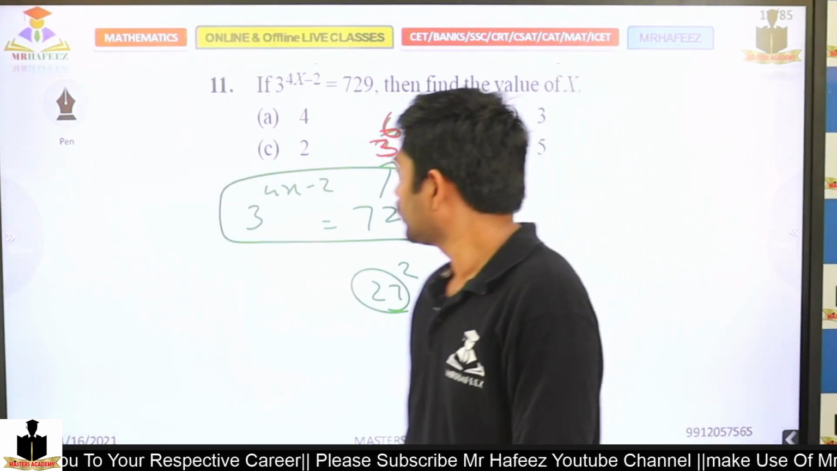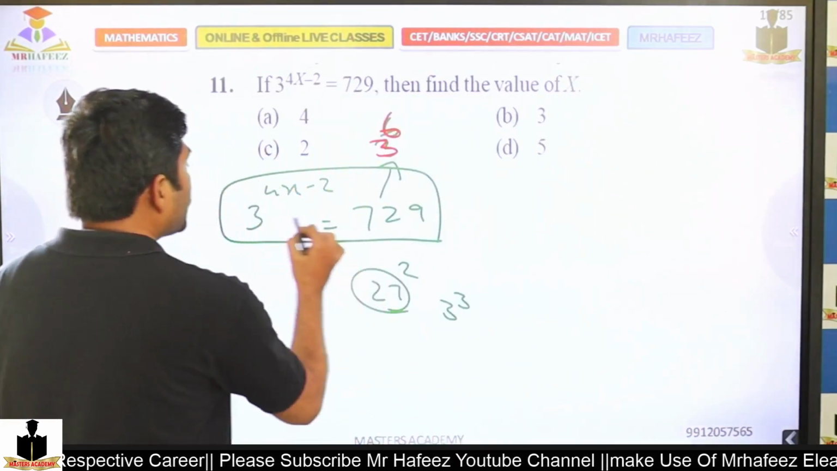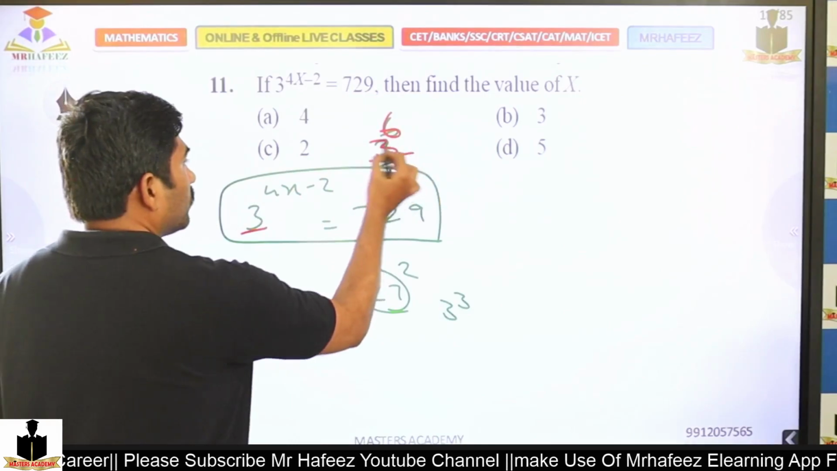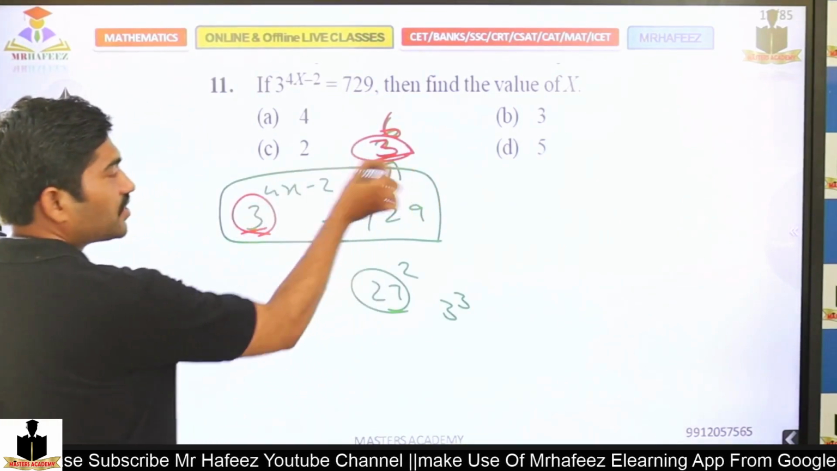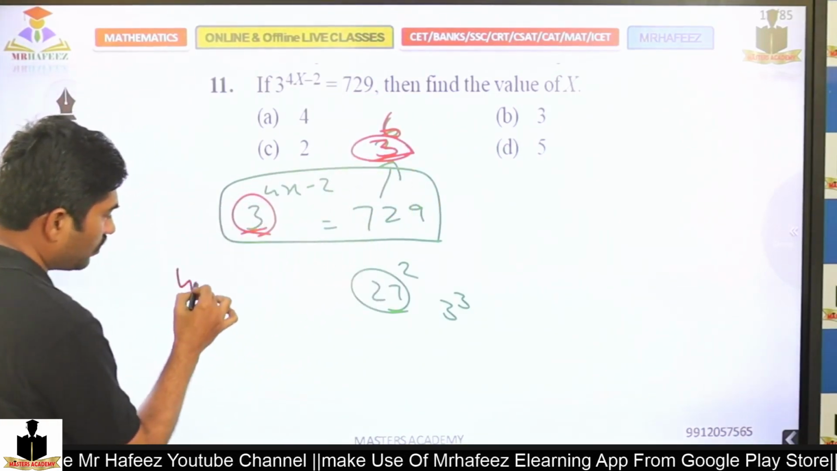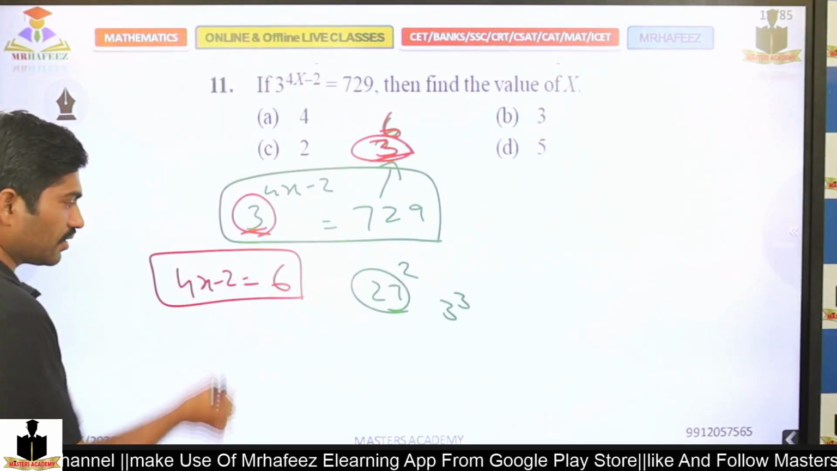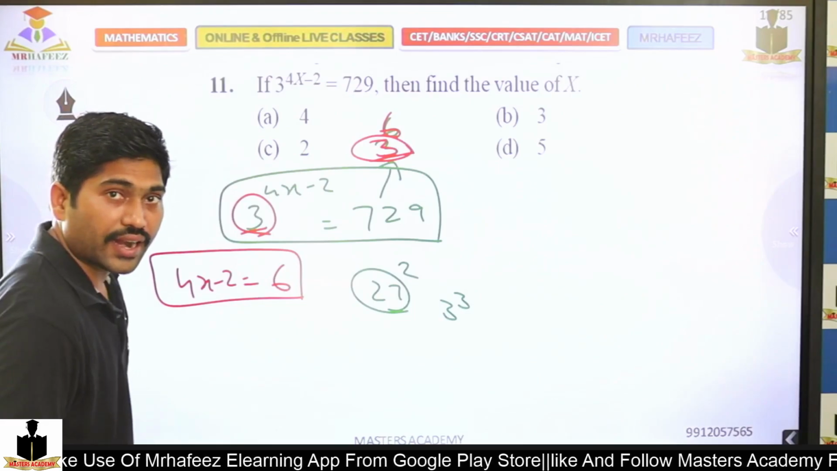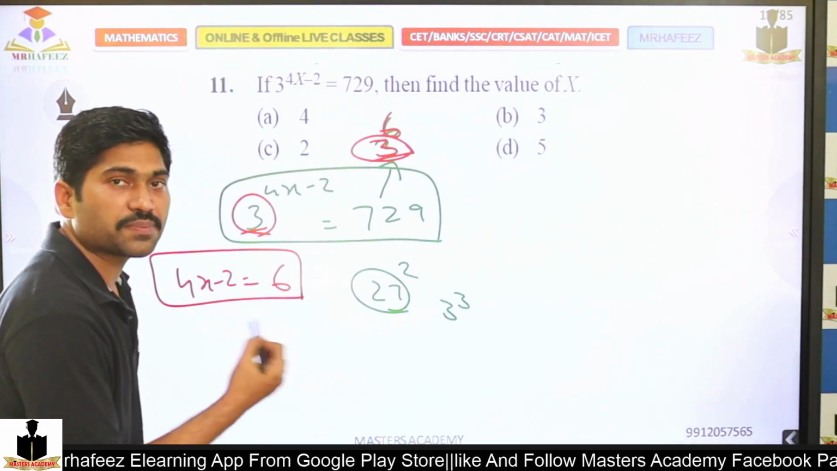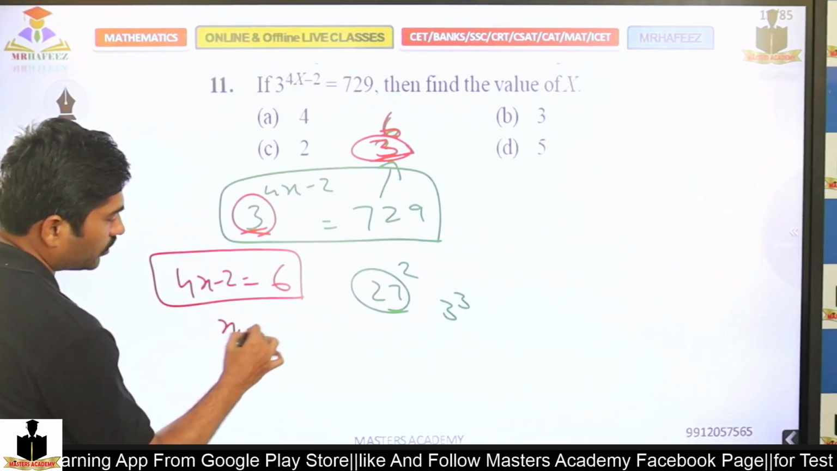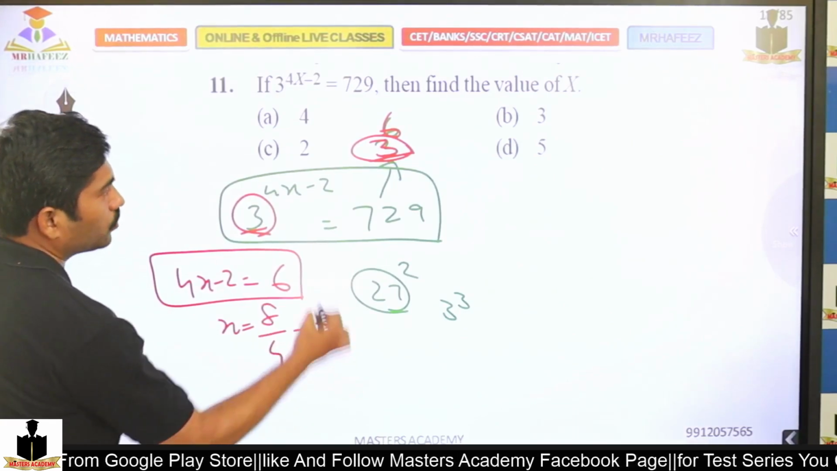Excellent. So when the bases are equal, the powers should be equal. So 4x minus 2 equals 6. If this is clear, minus 2 will go to the right hand side, it's a plus 2. So 6 plus 2 is 8. So x equals 8 by 4. So the value is 2. Answer over.